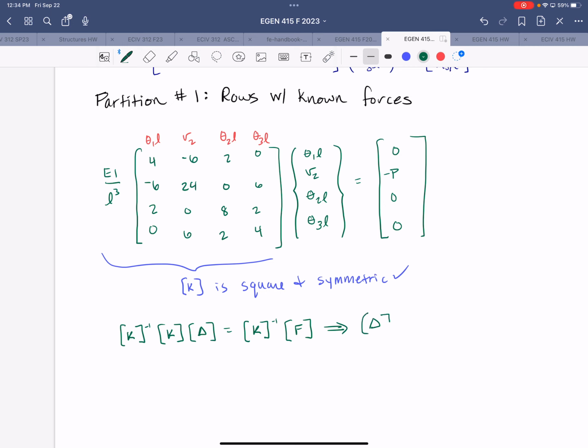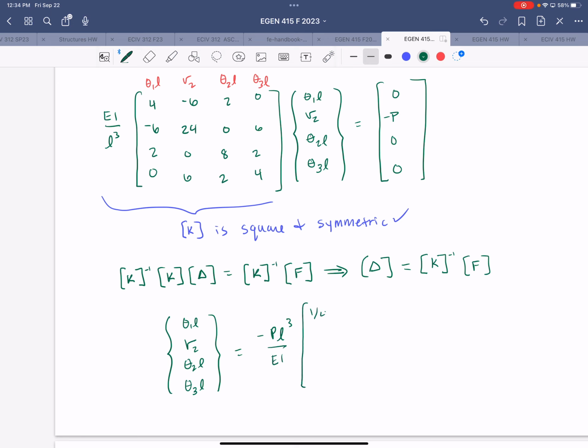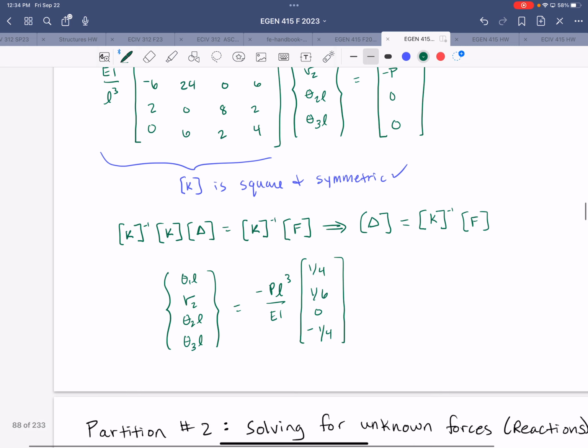to get the result for our unknown displacements. And we obtain through that solution theta 1L, V2, theta 2L, and theta 3L equal to negative PL cubed over EI times 1/4, 1/6, 0, and negative 1/4. So we're going to use that for partition 2.